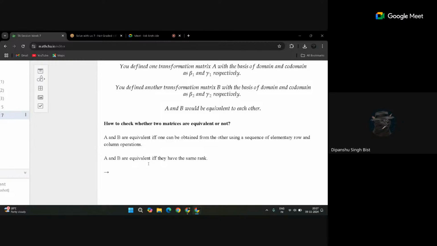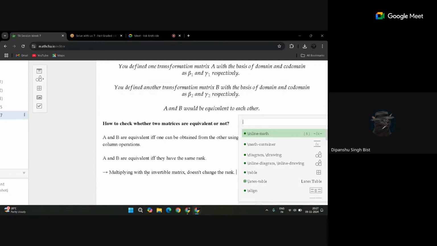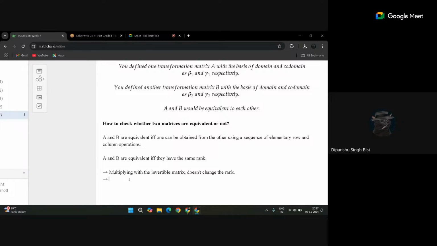Now, how did we get to this point? There are a few reasons for it. The first reason could be, first of all, we are multiplying with the invertible matrix, right? Multiplying with the invertible matrix doesn't change the rank. Why? Because whenever we talk about elementary row or maybe column operations, they preserve the row or maybe column rank.